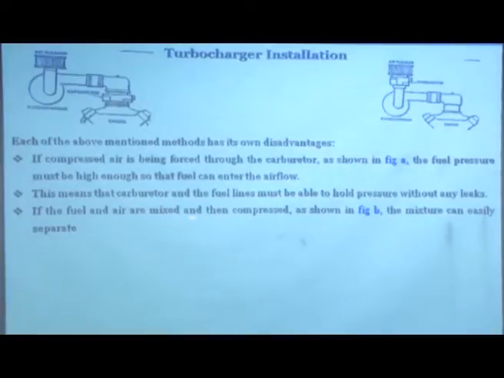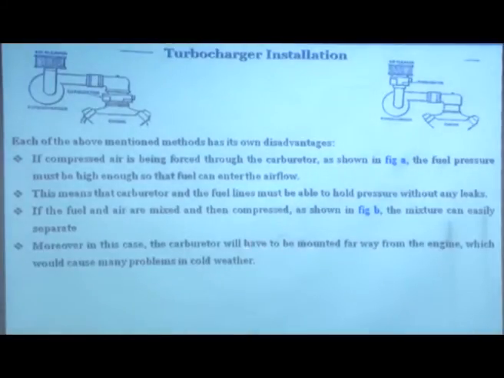In this case, if the fuel and air is mixed and then compressed as shown in figure B, the mixture can easily separate because of the momentum. Moreover, in this case, the carburetor will have to be mounted far away from the engine, which would cause many problems in cold weather conditions. So, if you just want to avoid the separation, you have to move it far away. If you move it far away, then suppose you are in Ladakh region or Kashmir in winters, the distance will be so large that the combustible mixture will never be able to reach the engine, the fuel will condense. Okay. So, this will have cold starting problems.